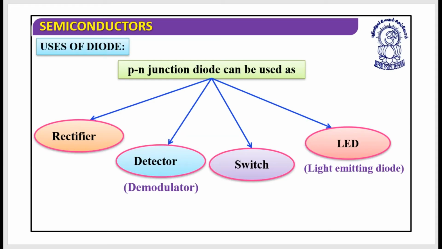Let's see. A PN junction diode can be used as a rectifier, as a detector when we use it as a demodulator. We can use it as a switch, as well as an LED, which is the light emitting diode. So these are the general uses of the PN junction diodes.